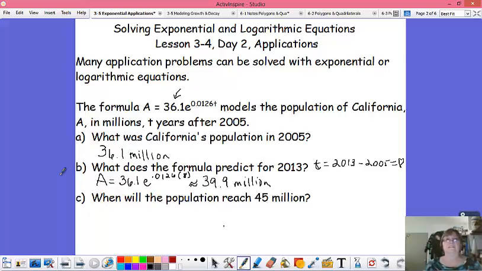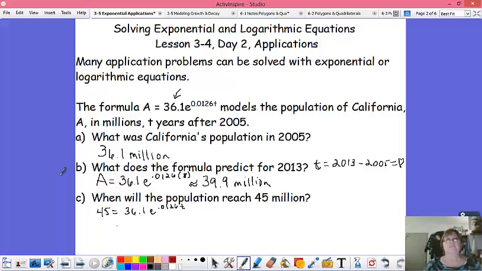The next question asks us to solve an exponential equation, which is what this unit has been about. So let's see, the population, we're interested in when it's 45 million. Well, that's A is that. So we want to solve this equation. 45 equals 36.1 e to the 0.0126 t. We don't know how long it will take. That's what we're trying to find.